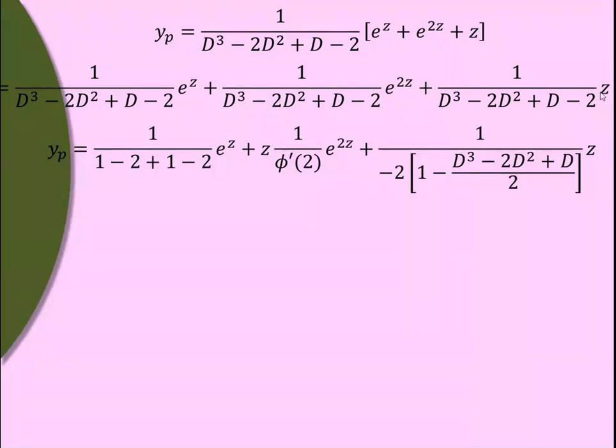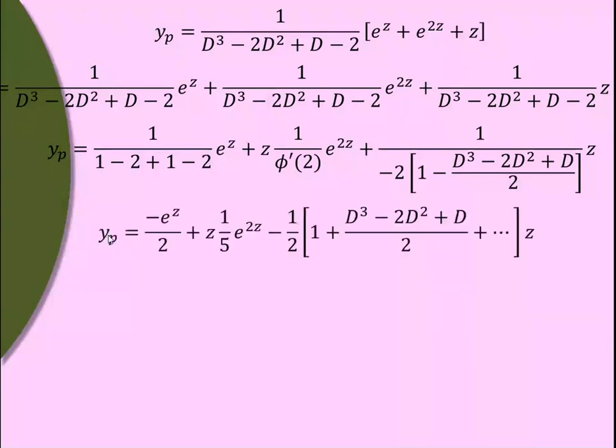For that, we want 1 plus terms in D or 1 minus terms in D. To get 1, we take the constant term outside, taking minus 2 outside. Now simplify it. So it becomes e raised to z by minus 2. This will be z into phi dash. Already we saw it comes out to be phi.